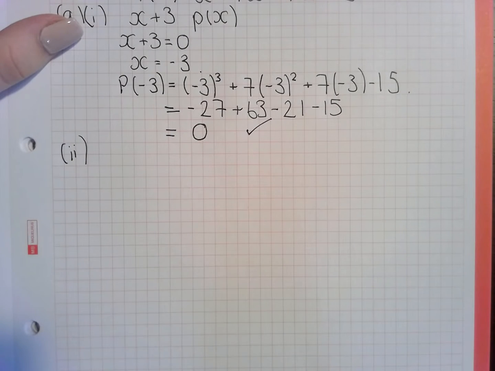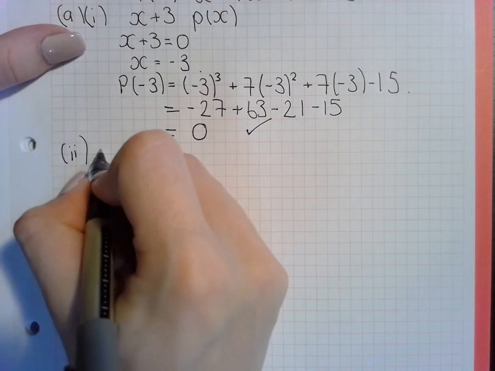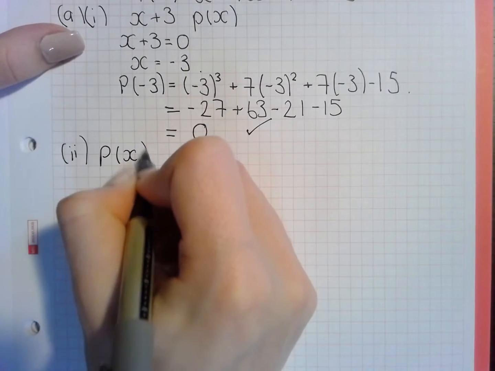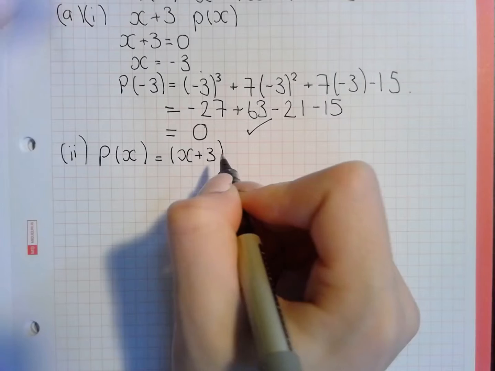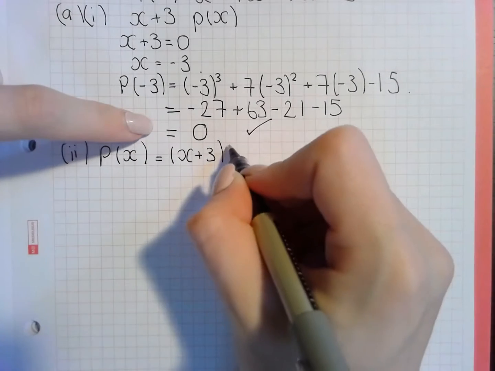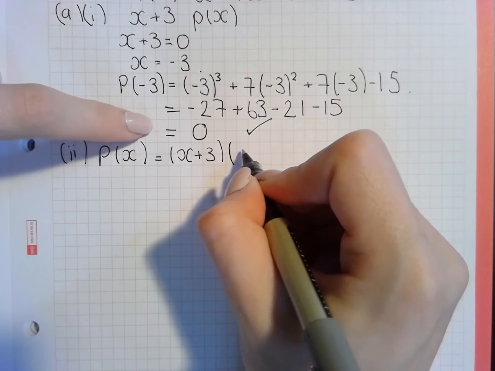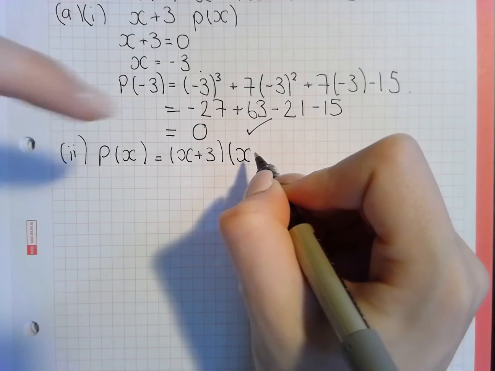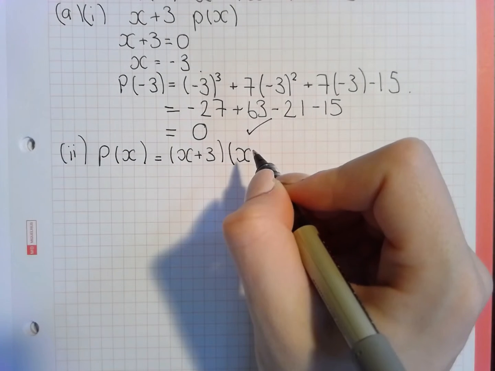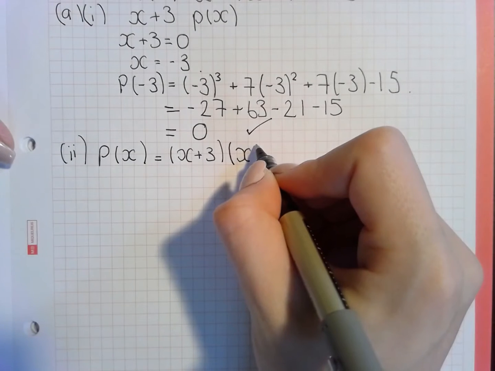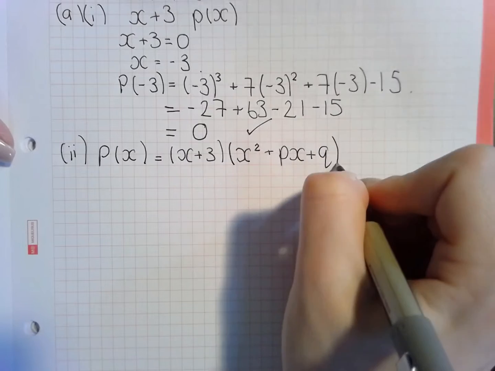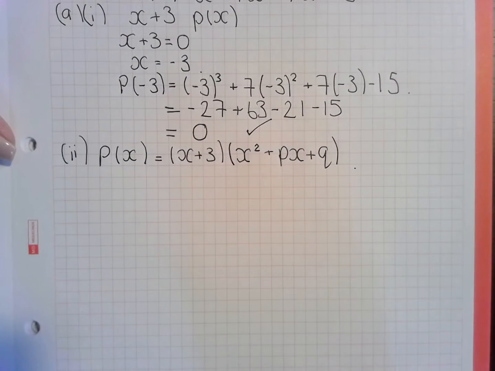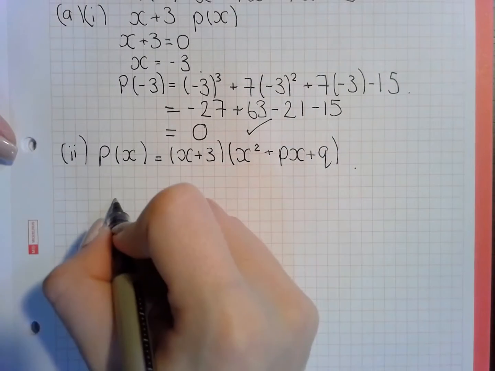Okay, so in my opinion, this is the hardest part of the question. So, first of all, we know that x plus 3 is one of the linear factors because we've just shown that. So the first step is to find out what you are left with if you divide the polynomial by x plus 3, and it should be a quadratic. So to do that, we do long division.